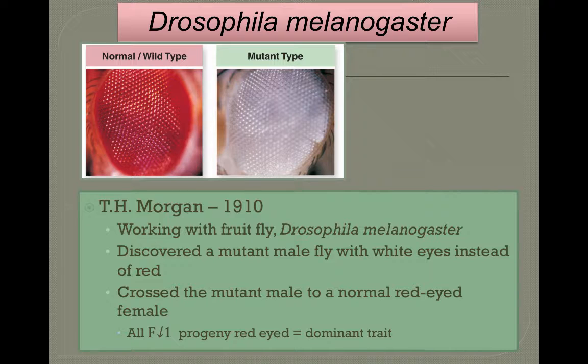So he thought he would stick to what Mendel did with Mendel's crosses, and so he took the mutant male and crossed it to a normal red-eyed female, looking at dominance and recessiveness, and whether the traits would end up in the same ratios as Mendel. All of the F1 progeny were red-eyed, and so from that he went down the Mendel pathway and said, okay, red eyes, then the wild type must be dominant to the white-eyed type.